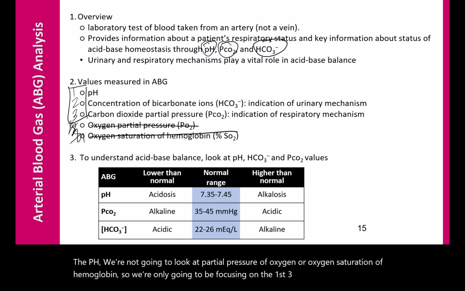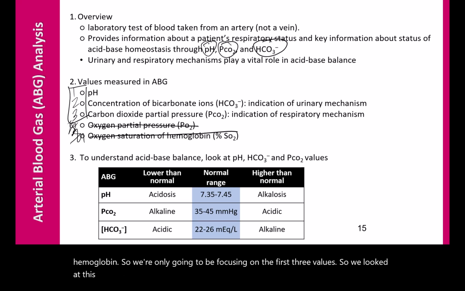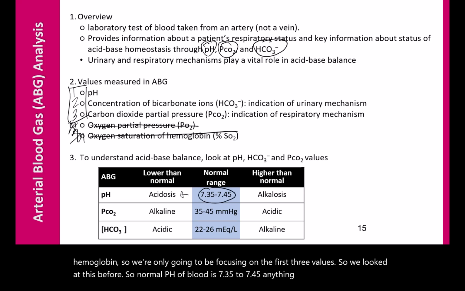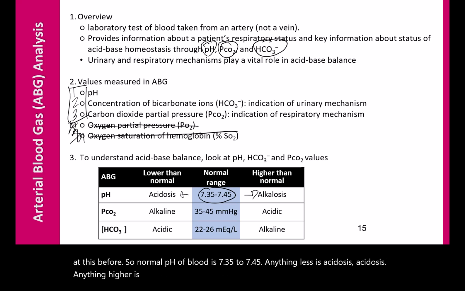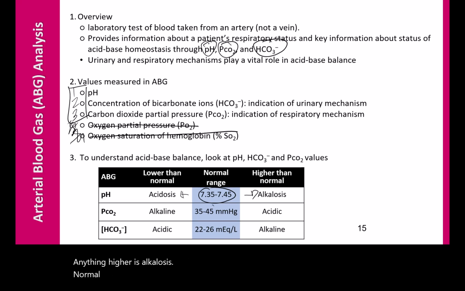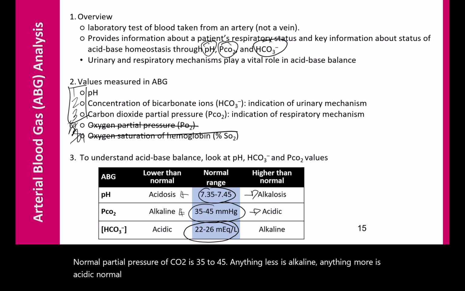So we looked at this before. Normal pH of blood is 7.35 to 7.45. Anything less is acidosis. Anything higher is alkalosis. Normal partial pressure of CO2 is 35 to 45. Anything less is alkaline. Anything more is acidic. Normal bicarb concentration is 22 to 26. Anything less is acidic. Anything more is alkaline. So, how does this work?